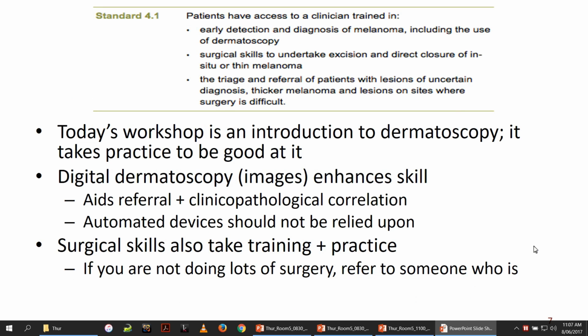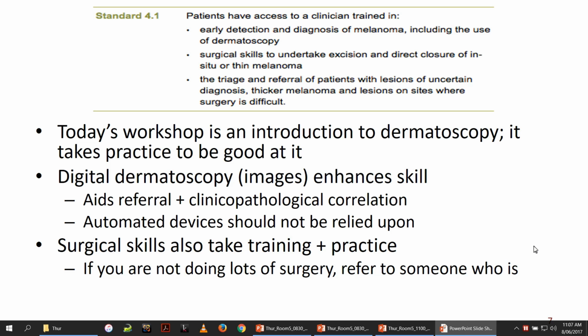So standard 4.1 is that patients throughout the nation should have access to a practitioner who's skilled in early detection and diagnosis of melanoma, including the use of dermatoscopy. There is no excuse. Every primary care doc, every medical student should know how to hold and use a dermatoscope, at least at a basic level. I never want to hear again that a patient with a diagnosed melanoma had already been to their doctor on several occasions and had been told not to worry about what later turned out to be fatal.